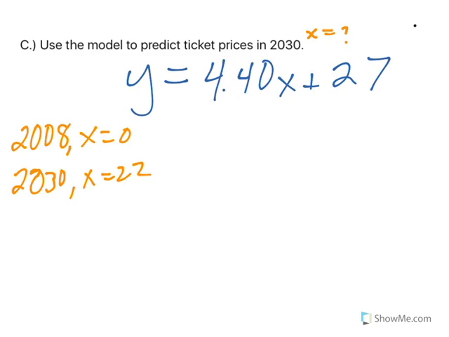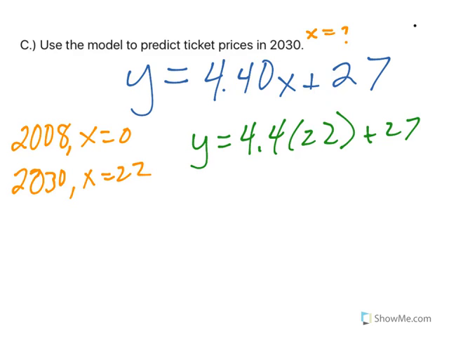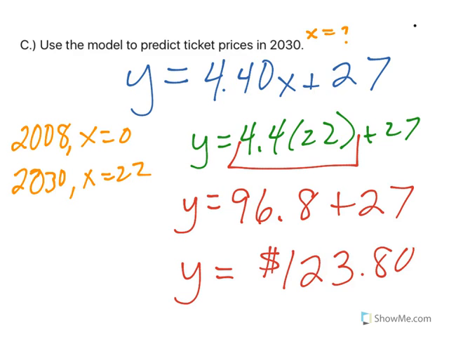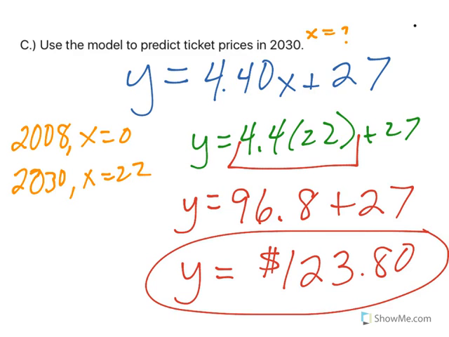So in my equation here, I will have y equals 4.4 times 22 plus 27. And recall that this is the order of operations, so we have to multiply first. So y equals 96.8 plus 27. So if ticket prices continue to increase at this constant rate, in the year 2030, we will have ticket prices of $123.80. I personally hope it doesn't happen because I really like tickets, and that's really expensive.